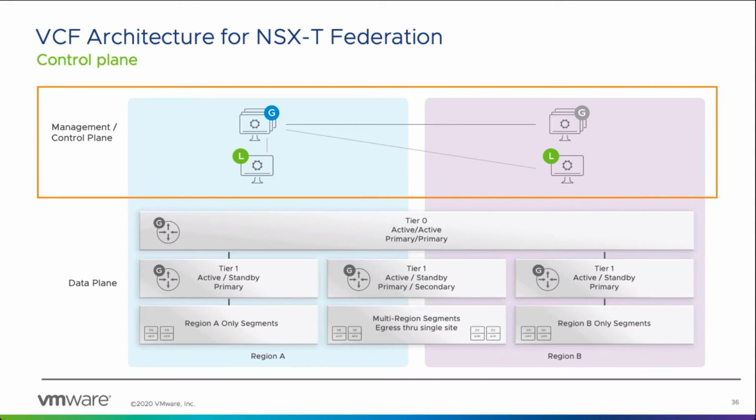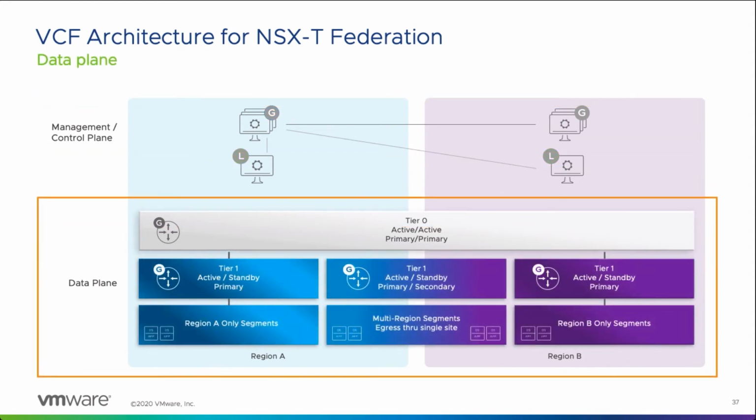into region B. All operations are to be performed on the primary global manager, which will replicate configuration to the secondary global manager, ensuring that configurations are in sync. The local managers or NSX manager instances in each region are then registered to the global manager.